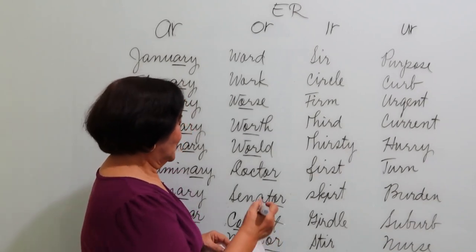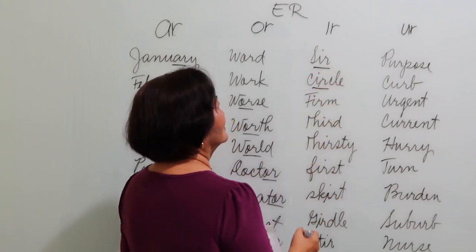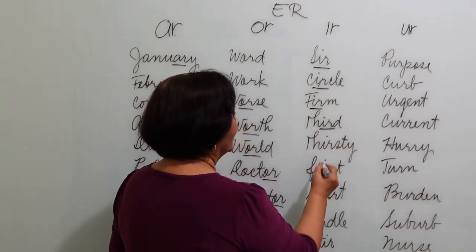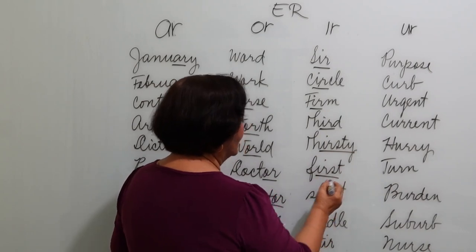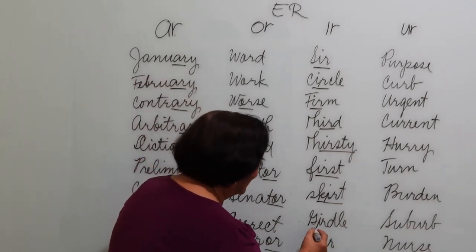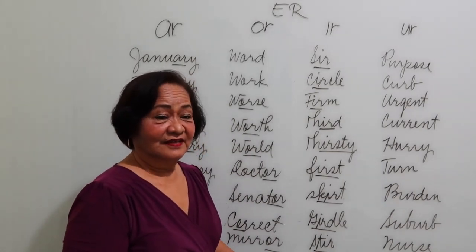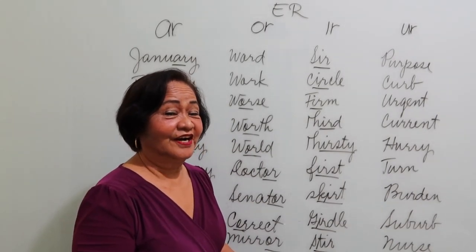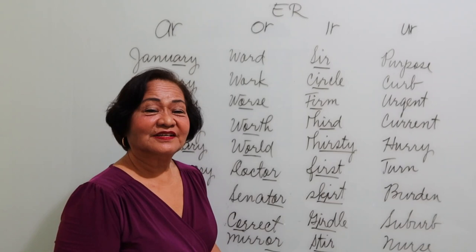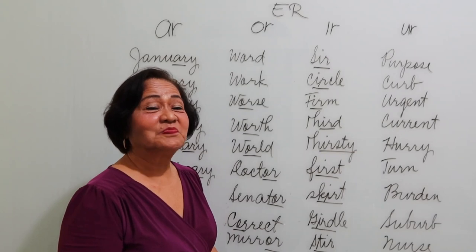Let's continue. Sir. Circle. Firm. Third. Thirsty. First, skirt, girdle, and don't forget, stir the milk, stir the coffee. Then you will have a more delicious breakfast when you know how to stir your coffee to perfection.